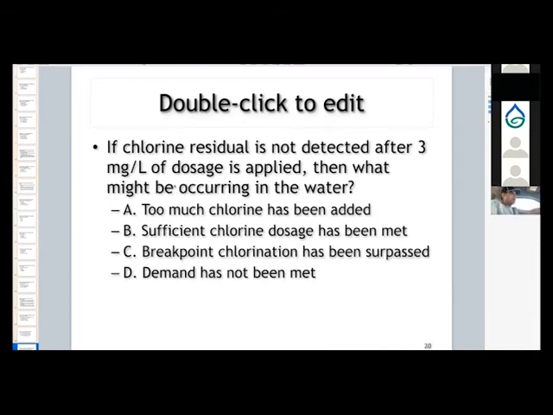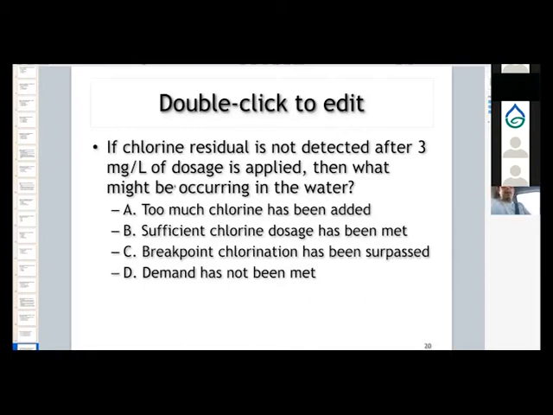If chlorine residual is not detected after 3 milligrams per liter of dose is applied, then what might be occurring in the water? A, too much chlorine has been added. B, sufficient chlorine dosage has been met. C, breakpoint chlorination has been surpassed. D, demand has not been met.